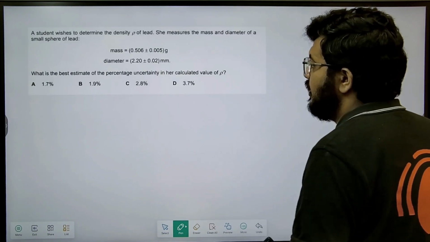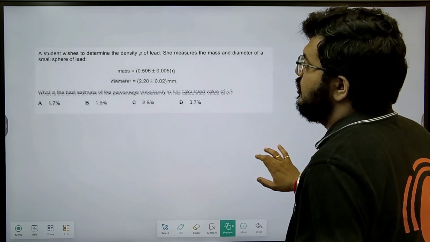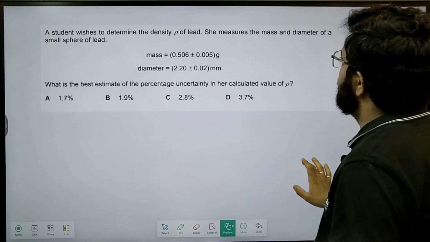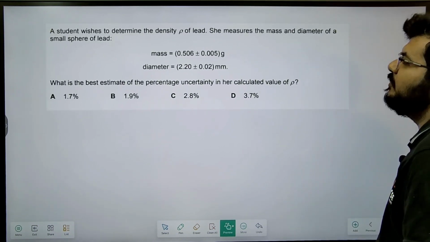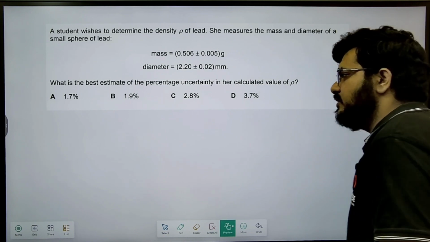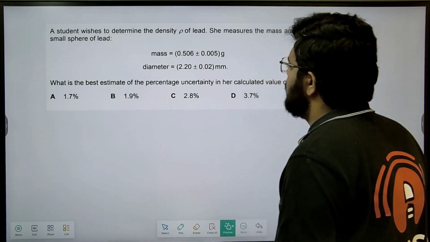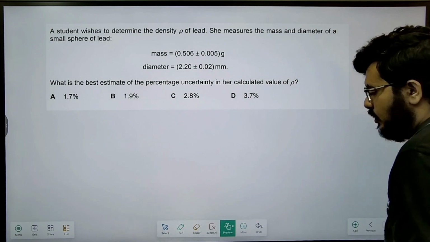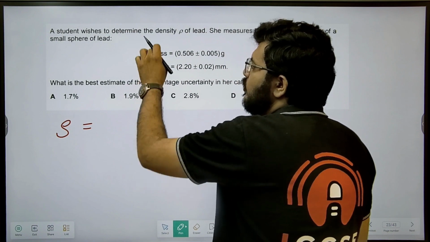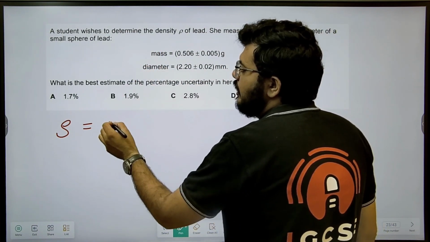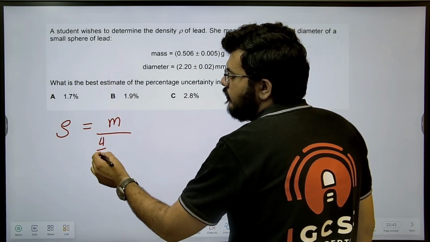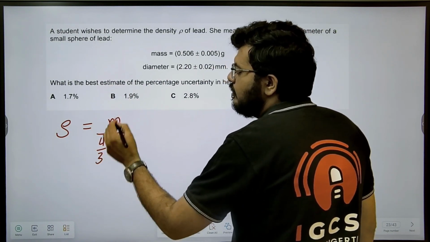Then we have next question. A student wishes to determine density rho of lead. She measures the mass and diameter of a small sphere of lead. Okay, mass is given, diameter is given. What is the best estimate of percentage uncertainty in her calculation of rho? For this, first find out what is the formula to find rho from mass and diameter. I know that density is equal to mass upon volume. Because this is a sphere, it will be 4 by 3 pi r cube.